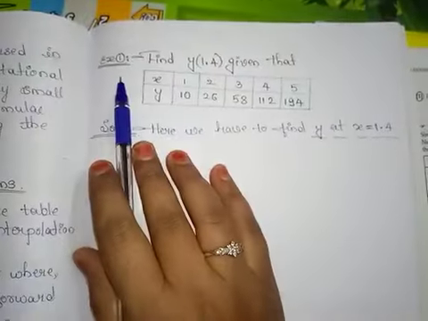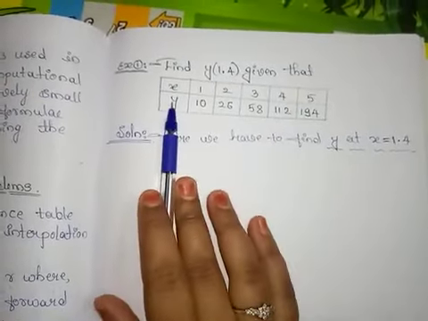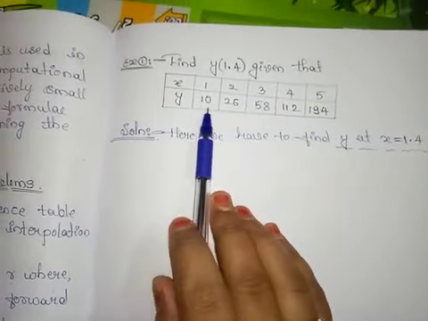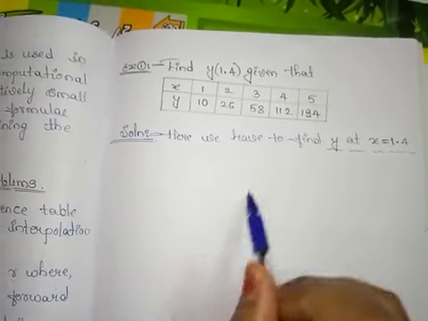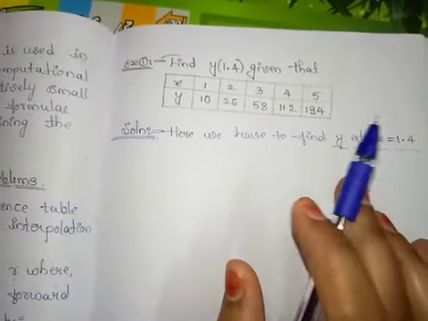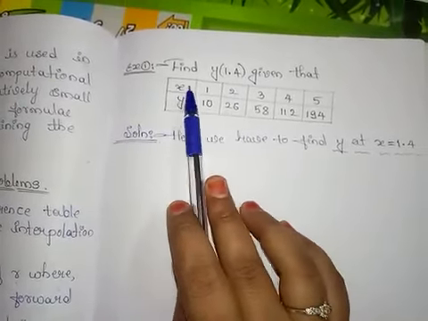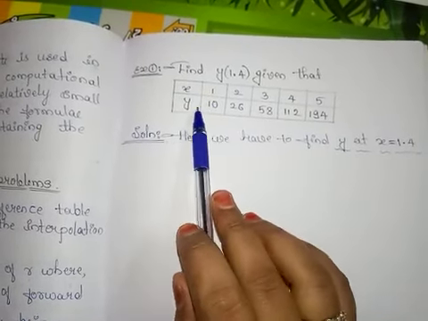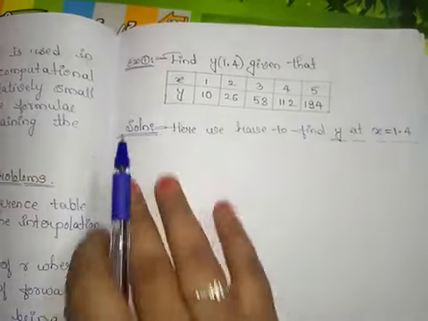Let us see examples. First example: find y of 1.4 given that x values are 1, 2, 3, 4, 5 and y values are 10, 26, 58, 112 and 194. Here the function is not given; they are directly given the unknown function's values, the corresponding values of x, that is, the y values are 10, 26, 58, 112 and 194.